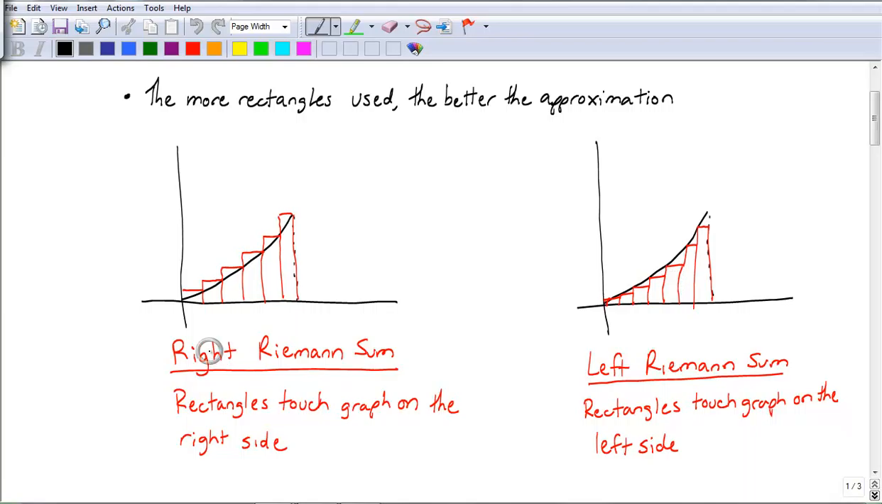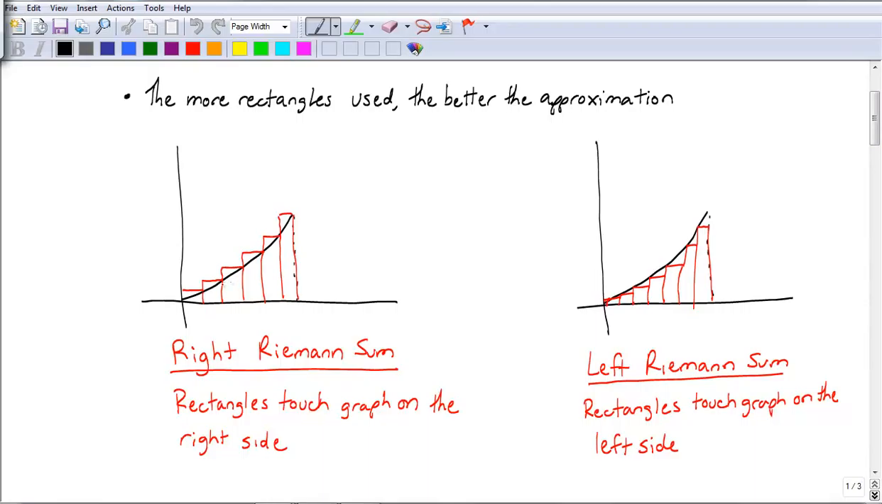But in either case, notice in a right Riemann sum, the right endpoints of the rectangles are what touch the graph. If the graph is increasing, the right Riemann sum will be an overestimate, because there's more area in the rectangles than there is in the graph. If the graph is decreasing, the right Riemann sum gives you an underestimate, because of the way you draw the rectangles. With the left Riemann sum, the left-hand side of the rectangle is what touches the graph. If the graph is increasing, like this example, it's an under-approximation, because there's less area in the rectangles than there is in the graph. If it's decreasing, it will be an over-approximation because of the way you draw the rectangles.